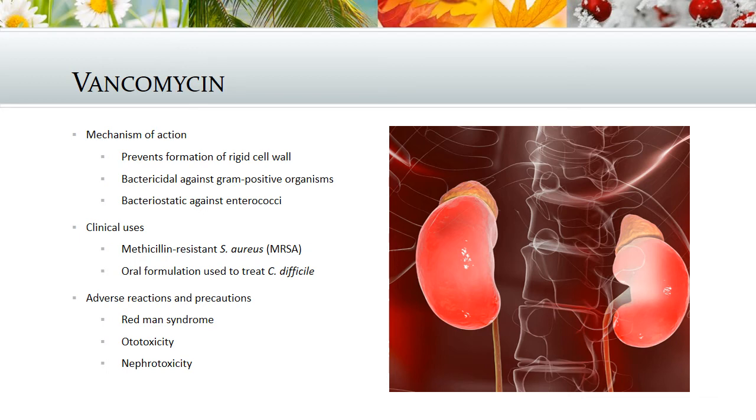Vancomycin. You're likely to see this used in the ICU. It prevents formation of the rigid cell wall. It's bactericidal against most gram-positive organisms and bacteriostatic against enterococci. We use it against MRSA and against C. difficile. Adverse reactions include red man syndrome, toxicity to the ears and to the kidneys.